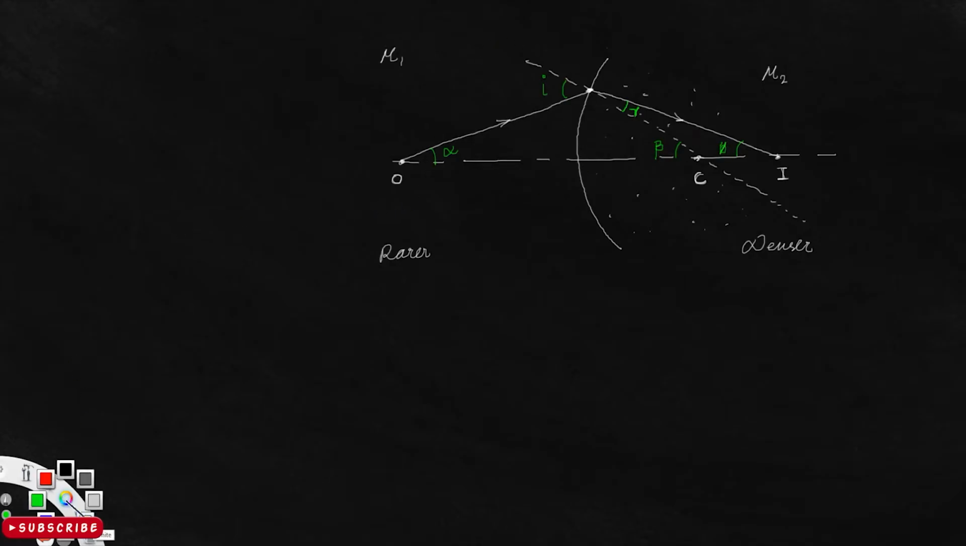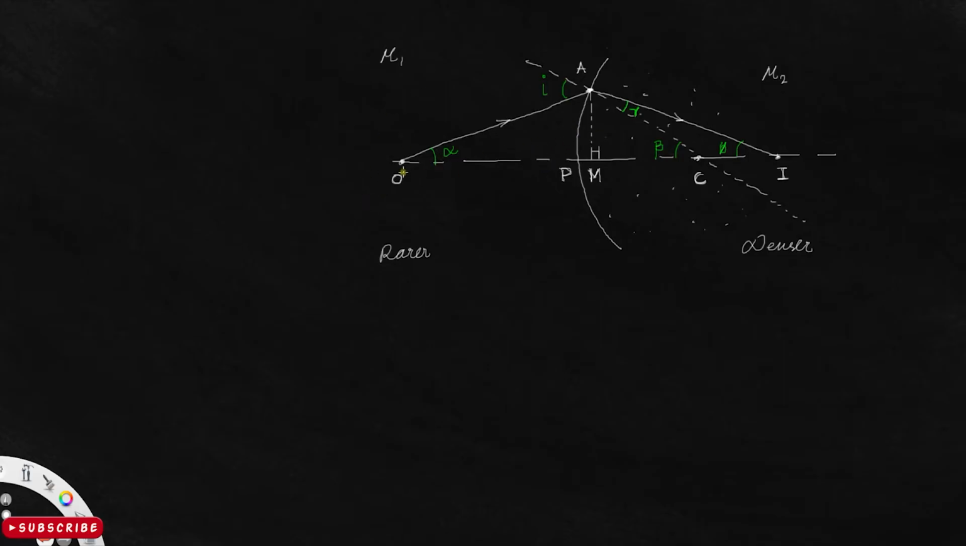Now let me mark the points. Let this point be P, and let's drop a perpendicular from this point. Let's call this point A. From A to the principal axis, let's drop a perpendicular, and that point, let's say, M. This is 90 degrees. So we have the representation.